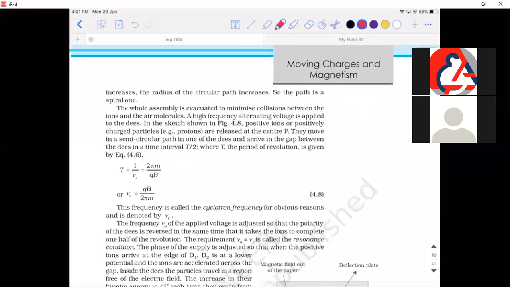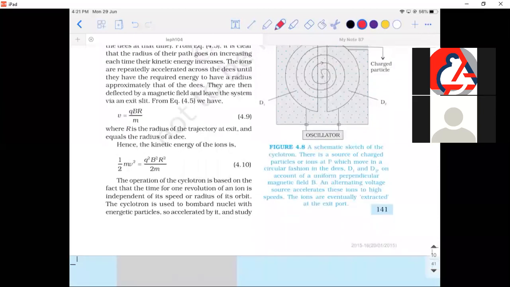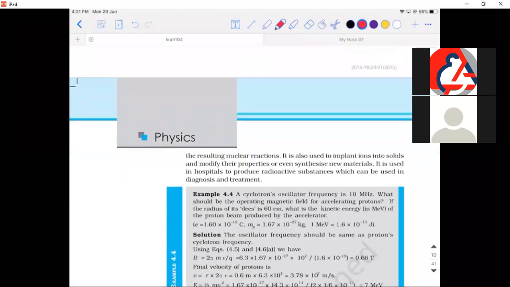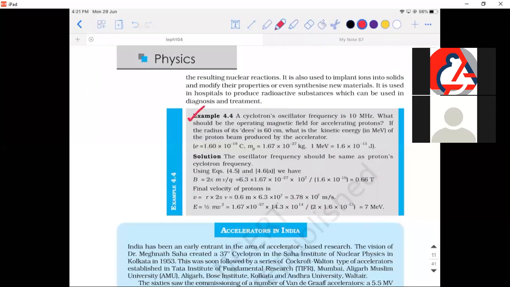This derivation I've already shown to you. I'm just showing it again. T is equal to 2 pi m divided by QB. Frequency is equal to QB divided by 2 pi m. This frequency is also called the cyclotron frequency. This is the expression which I derived.